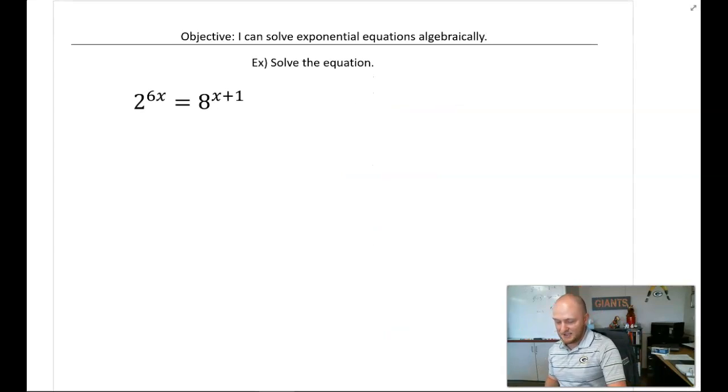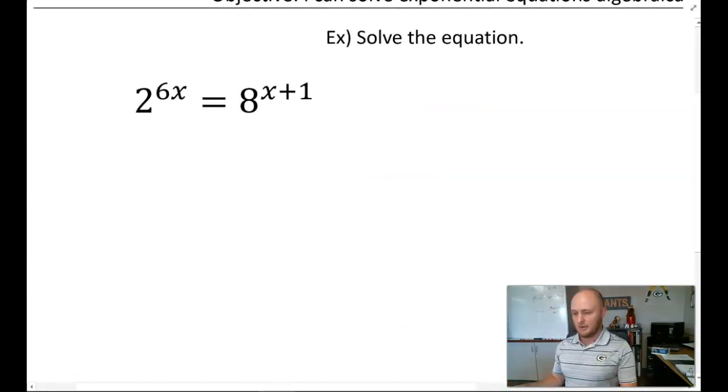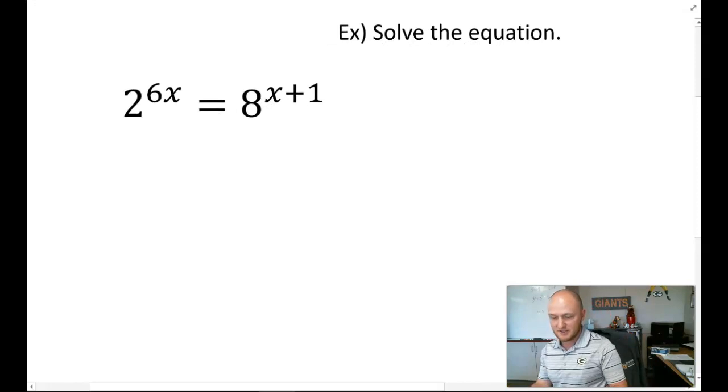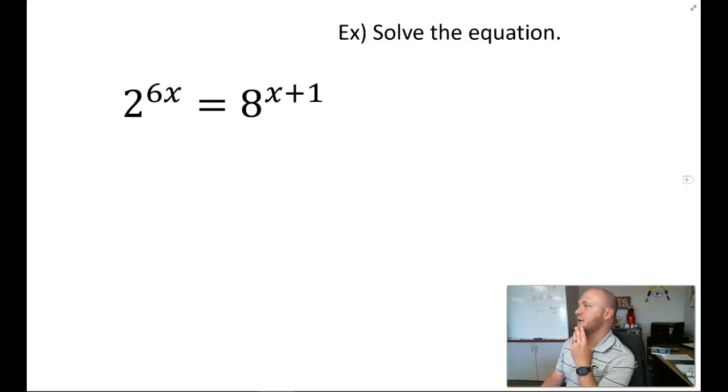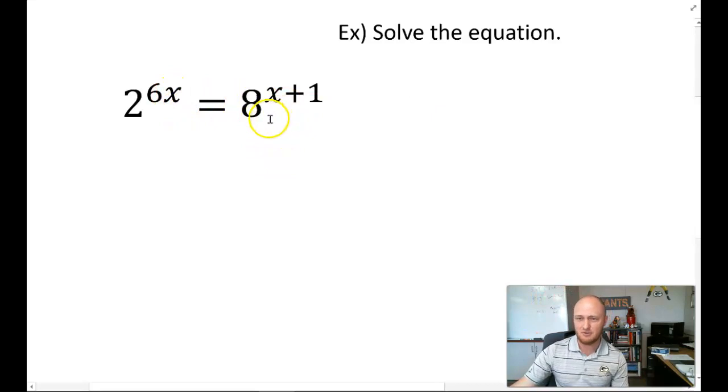Okay, the last home stretch of these problems, and don't be freaked out by these. These really aren't that scary. Yeah, they look scary, but they're not. It's like your boyfriend and girlfriend, right? They look really ugly, but when you get to know them, they're not that bad. Okay, 2 to the power of 6x is equal to 8 to the power of x plus 1.